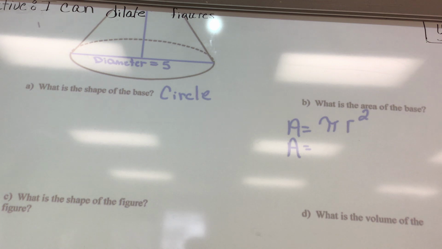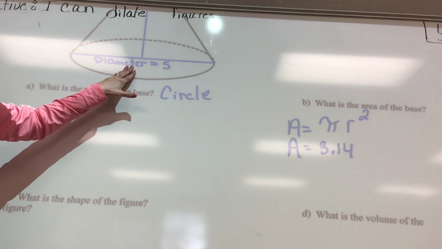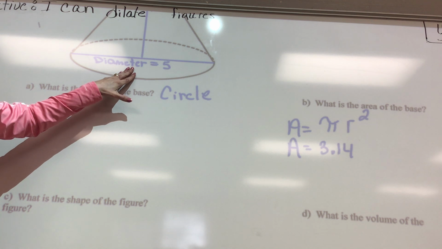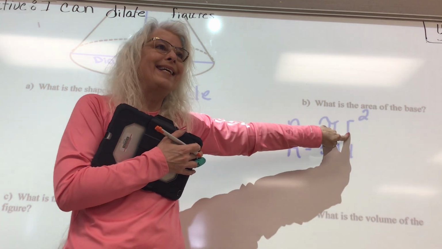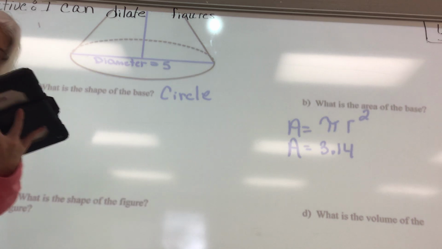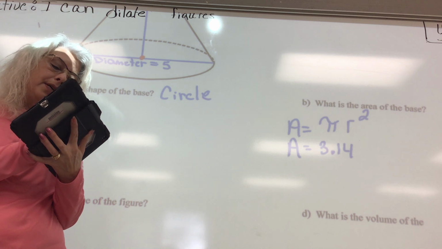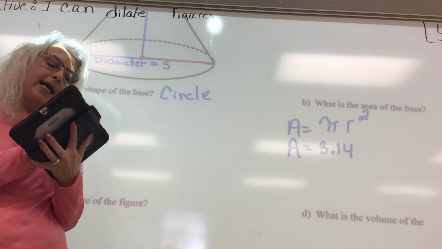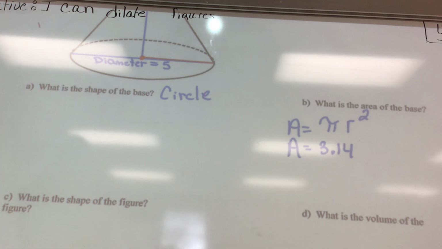What do I use for pi? 3.14. What does r stand for? Radius. Did I give you the radius or did I give you the diameter? So am I going to use the 5 or do I need to do something to it? Because the formula says radius, we need to make this into the radius. The radius goes from the center of the cone to the edge. So RJ, what do I need to do to come up with the radius since I was given the diameter?